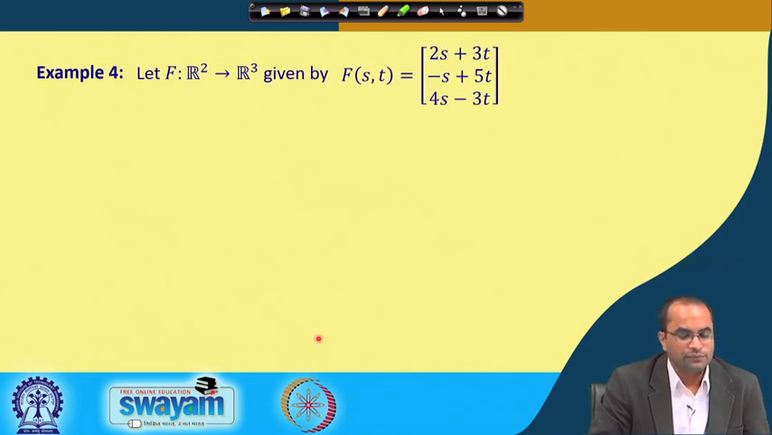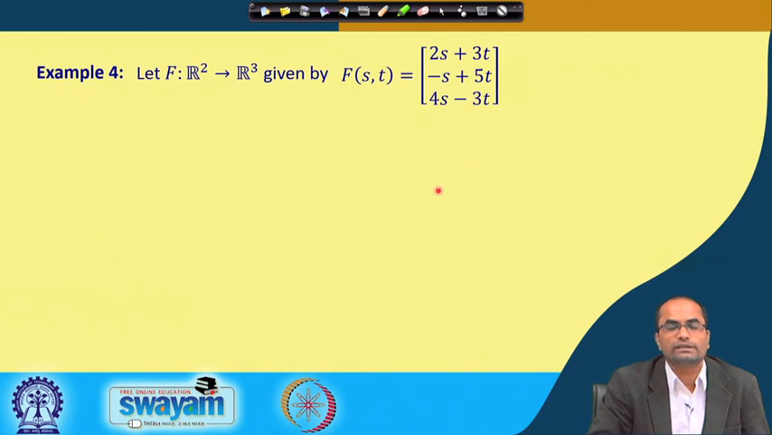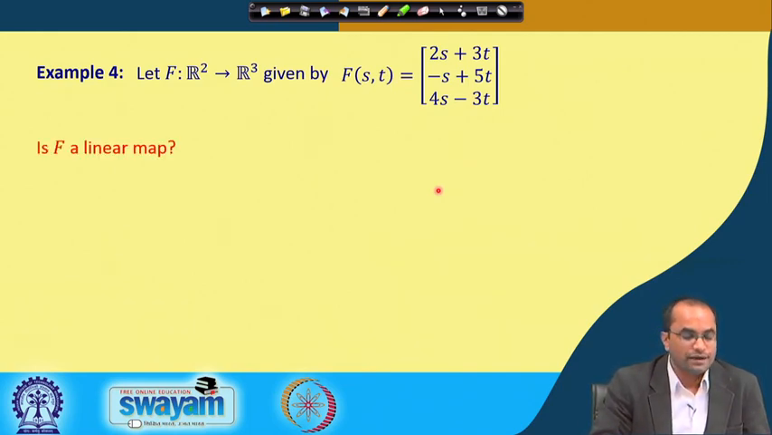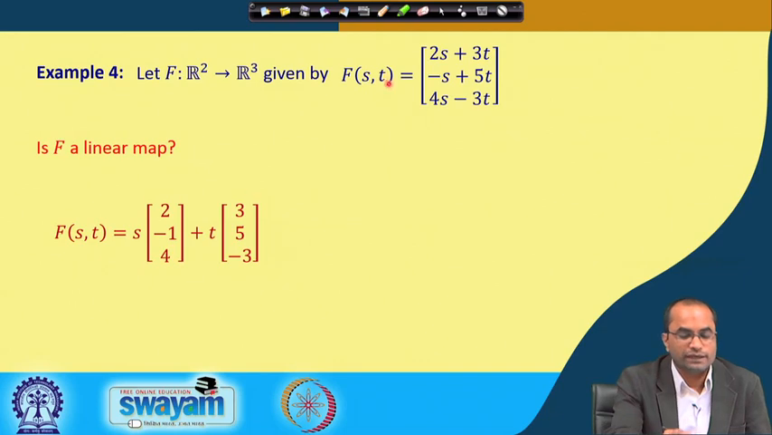So, the example here, for instance, we see this f which maps R^2 to R^3 and is given by this relation: f takes this (s, t), a point in R^2, and provides here (2s + 3t, -s + 5t, 4s - 3t), an element in R^3. So, this f is a linear map, and we have to check it.